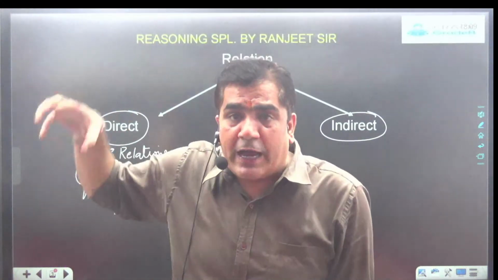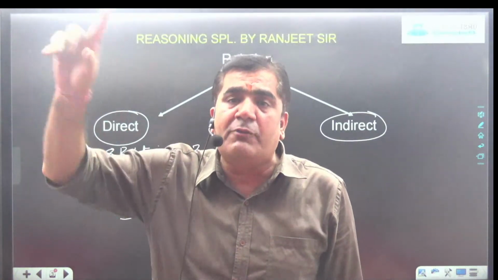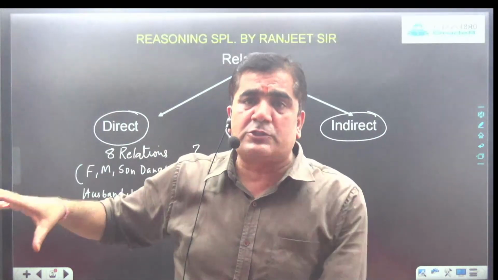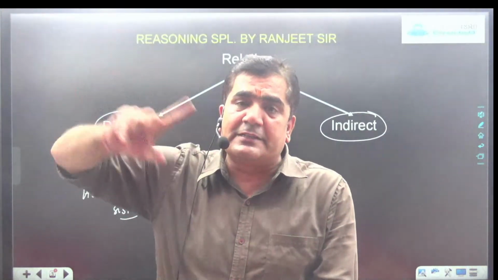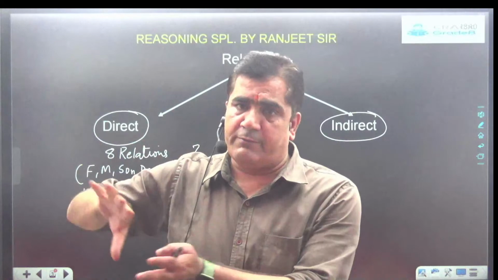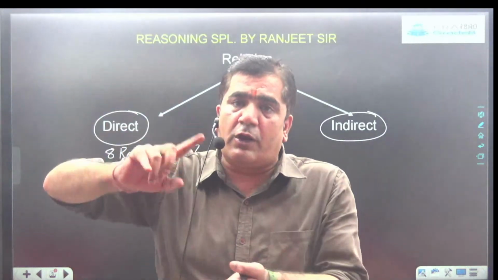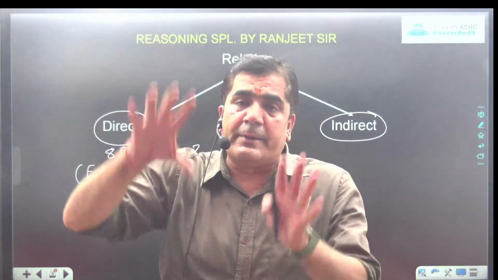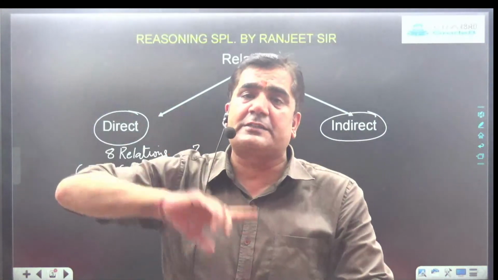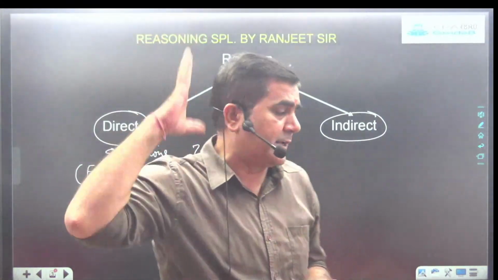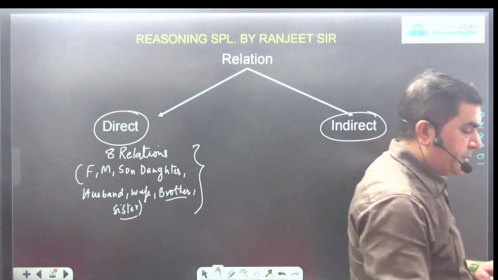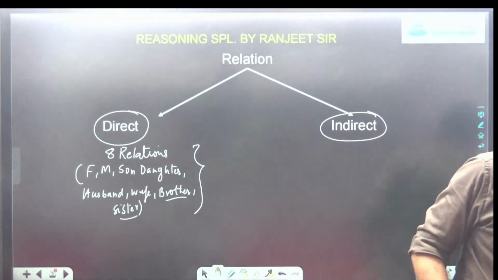Means the wife has come in between me and my father-in-law. If my wife was not there, then that relation is not possible. Very obviously, the wife has created this relation, so this is called indirect. I hope this part is clear to each and everyone. What is direct, what is indirect?